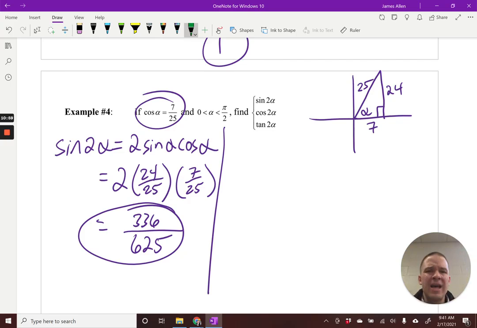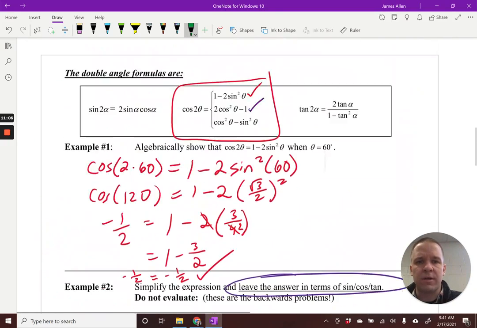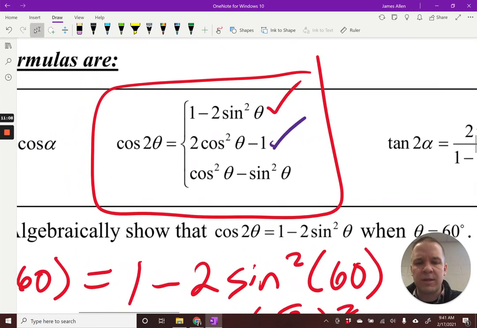Time for cosine. Now, it's up to you which of the three you want to use. But here's where I'm thinking. If we scroll back up here real quick, so I don't have to write them all down. If we look at these, keep in mind, for sine and cosine, it's going to be over 25, right? My hypotenuse is 25. And I'm going to be squaring it, so that's 625. Now, if I use one of the first two, I have a 1. I'm going to have to put that over a common denominator, so 625 over 625. Or the third one, they would both end up being over 625 anyways. So I think I want to use that third one there, right?